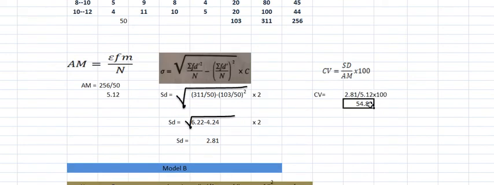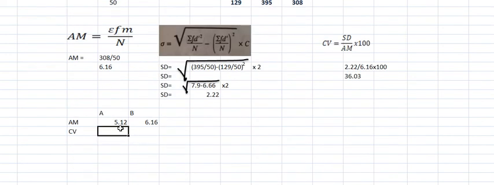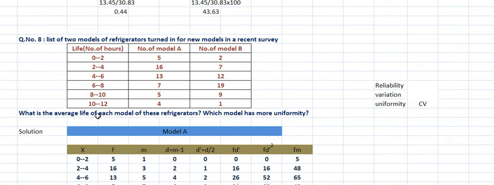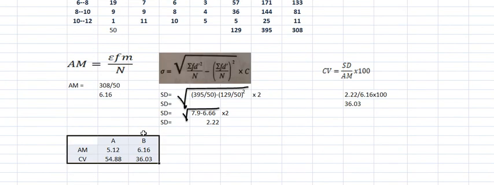Model A is 54.88, and model B is here 36.33. Now the answer. They are asking you to find which one. See, the question is what is the average life of each model? So the average life of each model is this one.